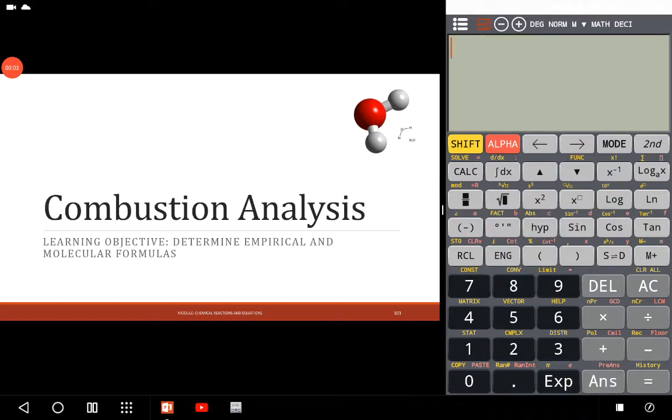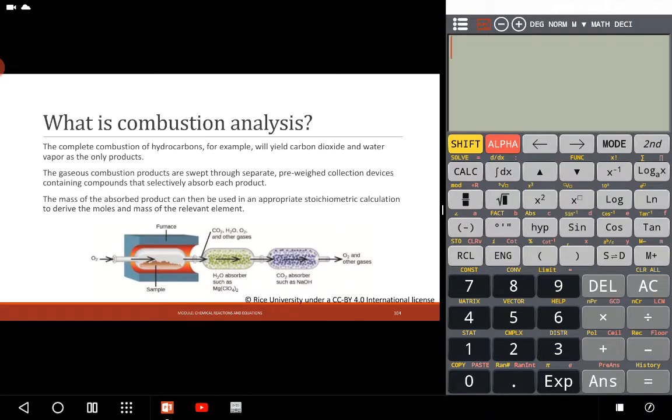In this video, we will be talking about combustion analysis. This method supports our earlier learning objective for determining the empirical and molecular formulas for compounds. So combustion analysis takes advantage of the fact that hydrocarbons always produce carbon dioxide and water as the products.